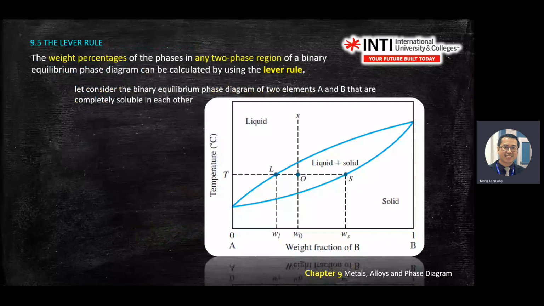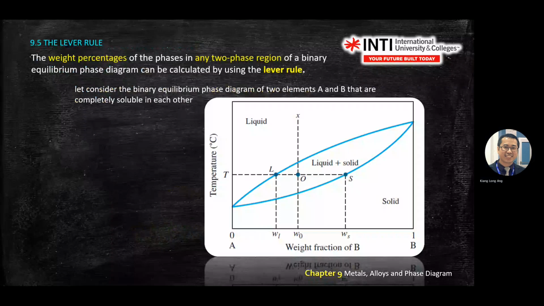In this case, this is just a simplified diagram, temperature, and you look at the x-axis first. X-axis from 0 to 1 means you can take it as a weight fraction. So 1 means 100%, 0 means 0%. So in here, weight percentage of B means you focus on B, right? So what is level rules? Level rules, we focus on this level, means this straight horizontal line.